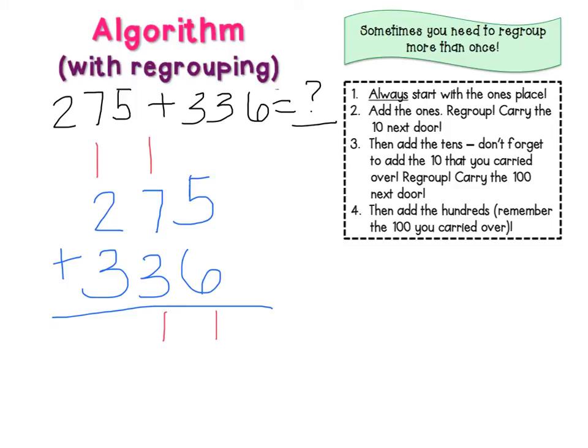Remember, boys and girls, that sometimes you need to regroup more than once. So now finally we can add the numbers in the hundreds place. And we know that 2 plus 3 is equal to 5, and then add the 100 that we regrouped to give us 6. So our total sum is 611.